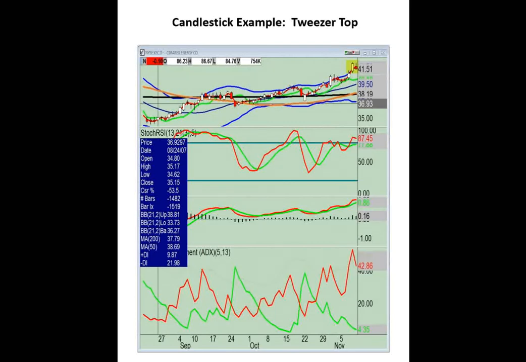Okay. And so now you look for an entry, and again, this is all about a brick, right? So I'm looking for a proper entry and intelligent exit according to plan. And I'm going to look for that on the smaller time frame.